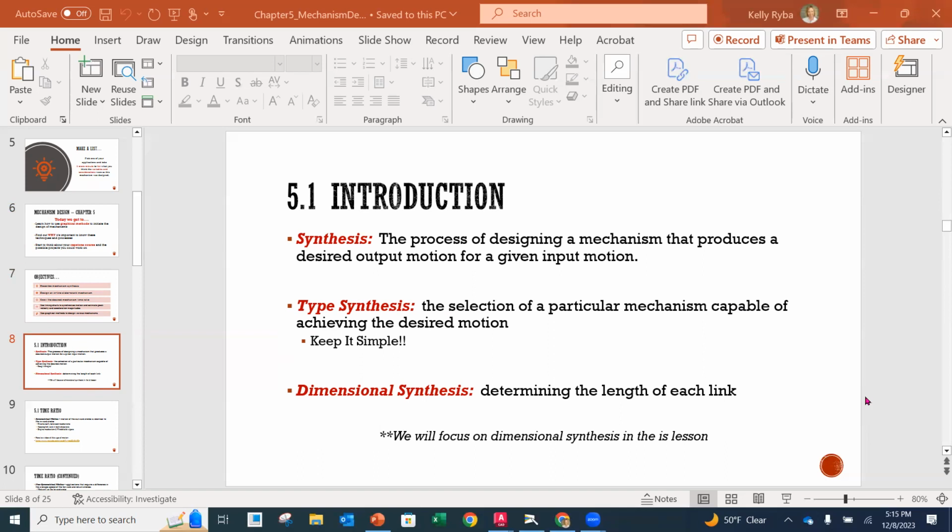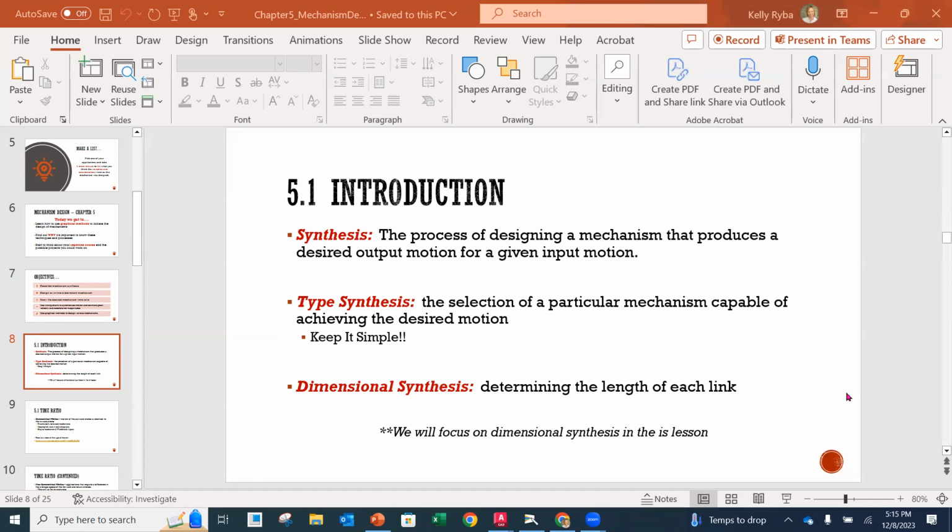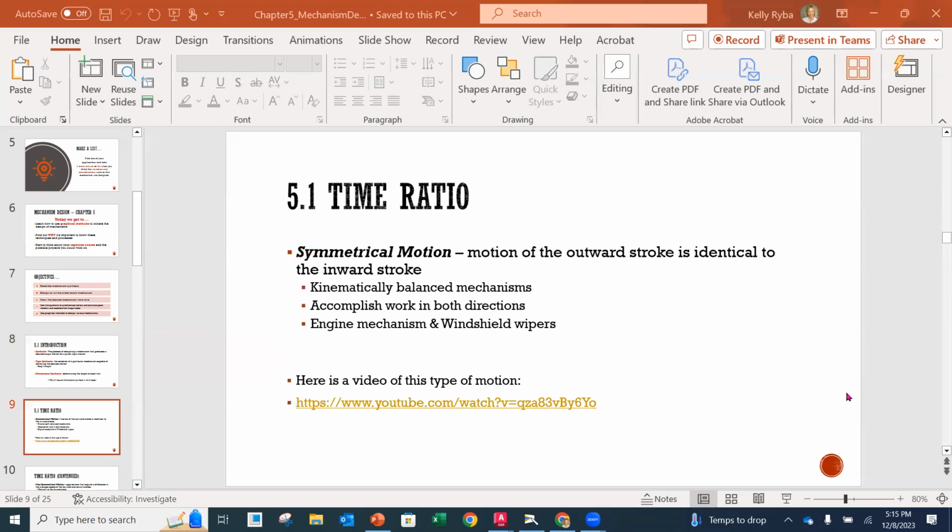And then finally, we're really going to focus a lot on dimensional synthesis, determining what those lengths are of each one of those links, once we determine our final motion. So that's that. Now, time ratio.